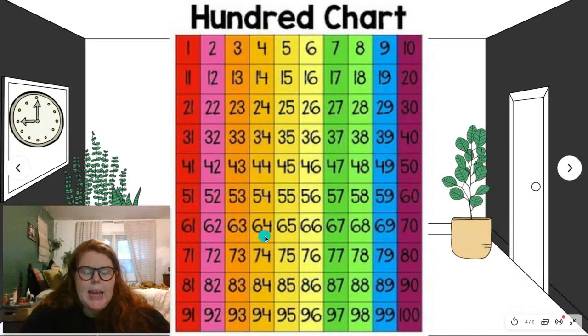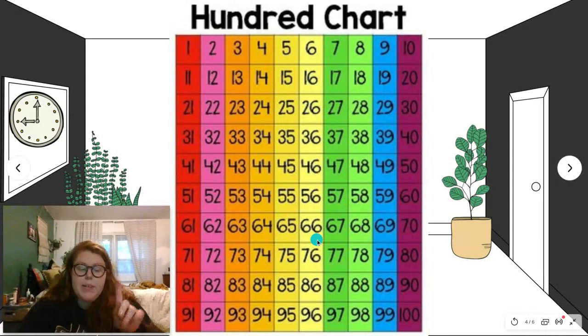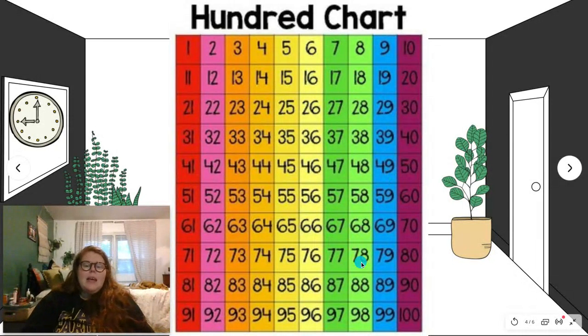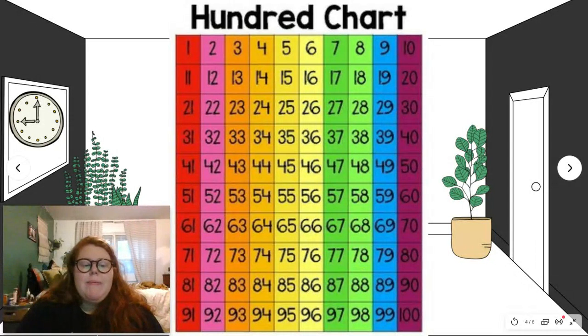Let's count that. 64, 65. Is 5 even? No. 66. Oh, that one's even, so we can keep that in our mind. 66, 67. No, and 68. So what's my number? 66. Good job. I am thinking of a number with 7 10s and 1 1.